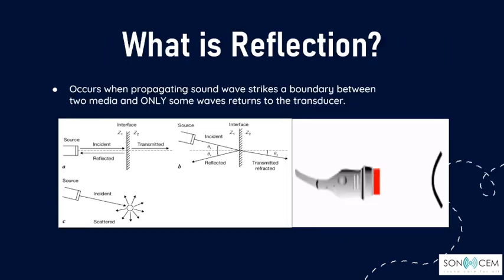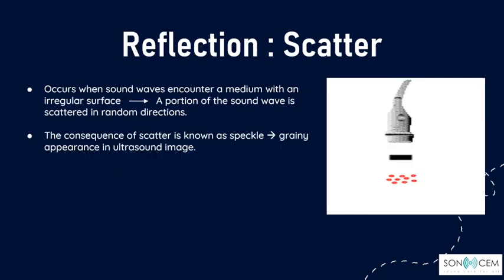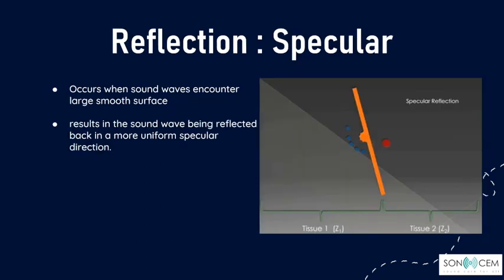reflection. The waves which are not attenuated will be reflected back to the probe, producing the image. The amount of reflected beams is determined by the surface of the reflector. If the beam strikes the tissue surface perpendicularly, more beams are reflected back to the probe. If the ultrasound beam encounters an irregular surface, it causes scattering of the waves. And if the beam encounters a large smooth surface, the waves will get reflected in specular fashion.